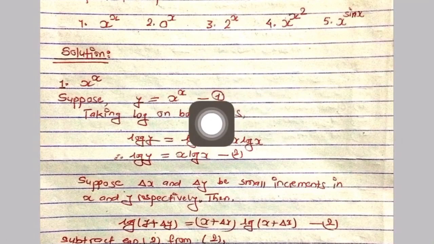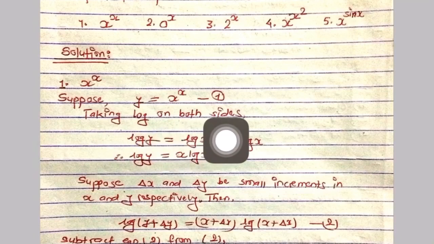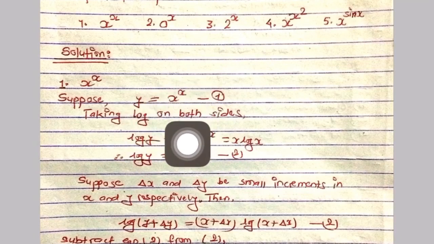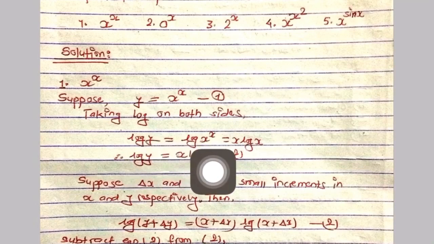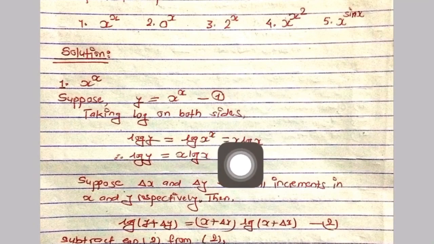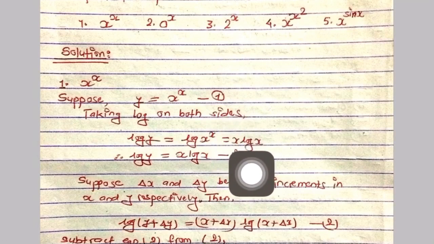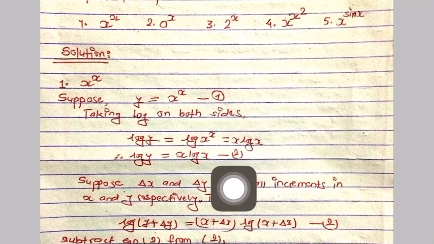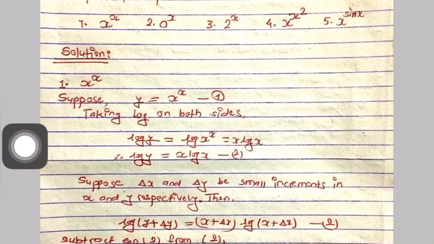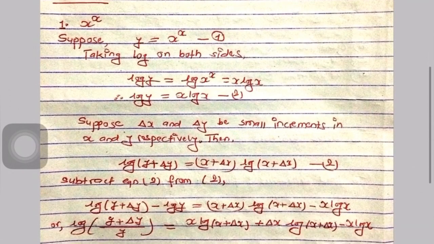Taking log on both sides, to find the derivative of such a function we have to take log on both sides, so that we get log y is equal to log of x power x, and this can be written as x log x. This is the property of the logarithmic function. Then you get log y is equal to x times log x, which is equation 2.